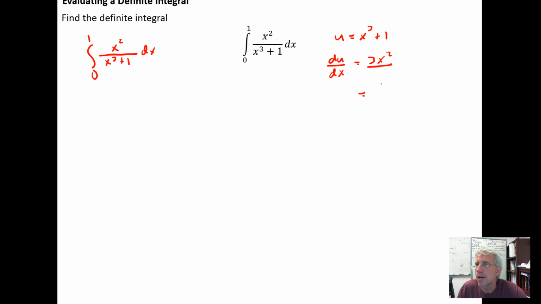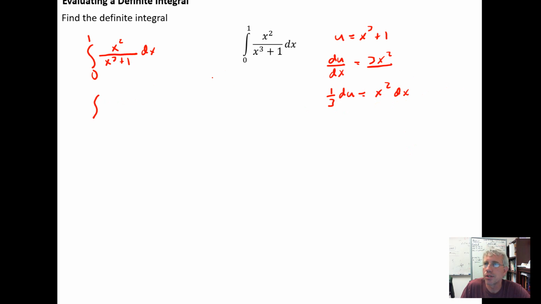So next step, I'm going to multiply both sides by dx and multiply both sides by 1/3. So multiply both sides by 1/3 dx, which will give us by algebra 1/3 du equaling x squared dx. And then once you do that, you're ready to make your substitution.